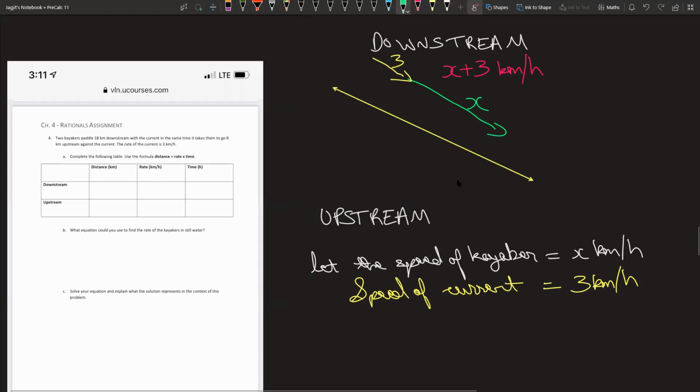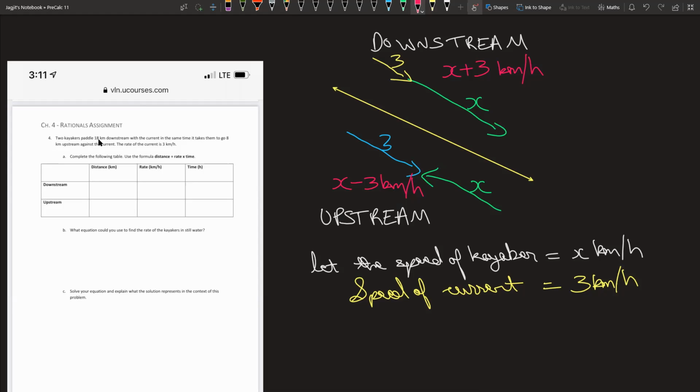Now, what happens when you go upstream? When you're going upstream, you're going at X kilometers per hour, but the water is pushing against you with 3 kilometers per hour. So your speed becomes X minus 3 kilometers per hour. This is the main part you have to understand. Going downstream, the speed of the water adds on to your speed. Going upstream, the water goes against you, so you subtract the speed of the water. Once you understand that part, these questions are super easy.